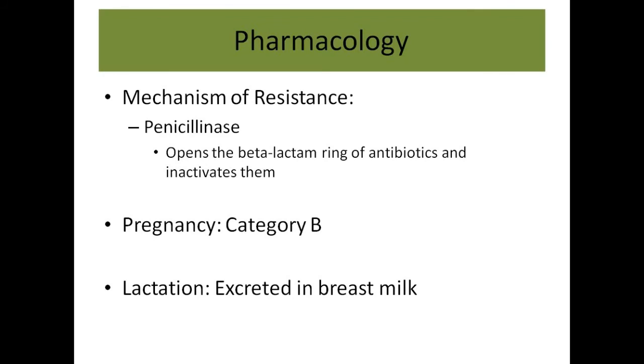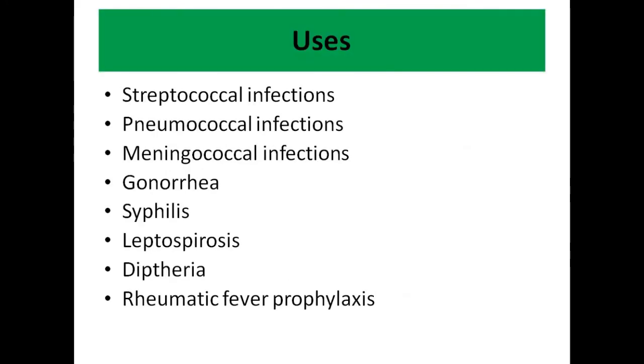Now the mechanism of resistance to these penicillins. The resistance to penicillin is usually due to the production of penicillinase by the bacteria. This enzyme basically opens the beta-lactam ring of penicillin and renders it inactive. These drugs fall under category B for pregnancy, and they are excreted in the breast milk during lactation.